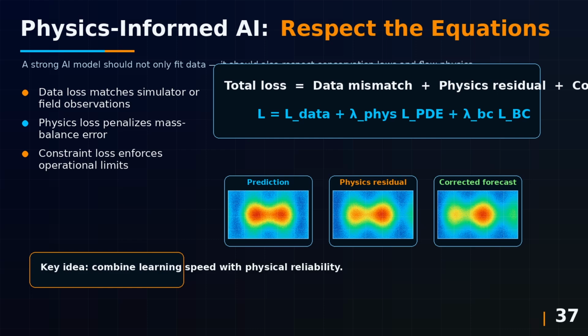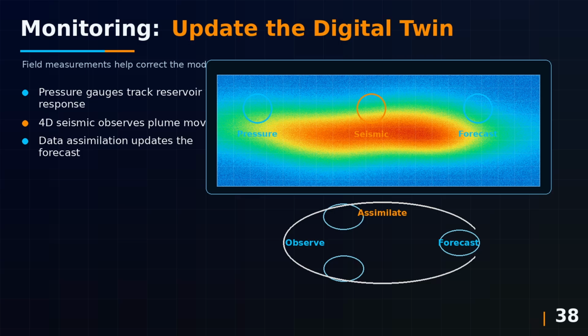Update the digital twin. A digital twin is a living model of the reservoir that is updated as new data arrive. Instead of building one model and using it forever, we continuously compare predictions with monitoring data. If the model and data disagree, we update the model. This creates a feedback loop between simulation, field observation, and decision-making.